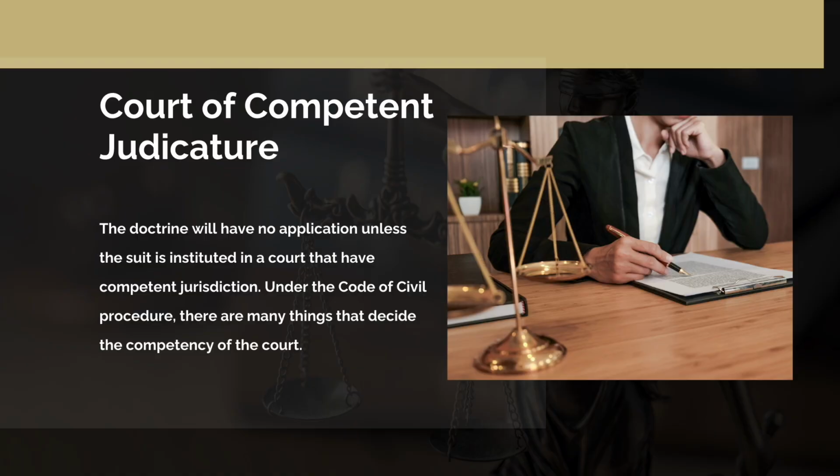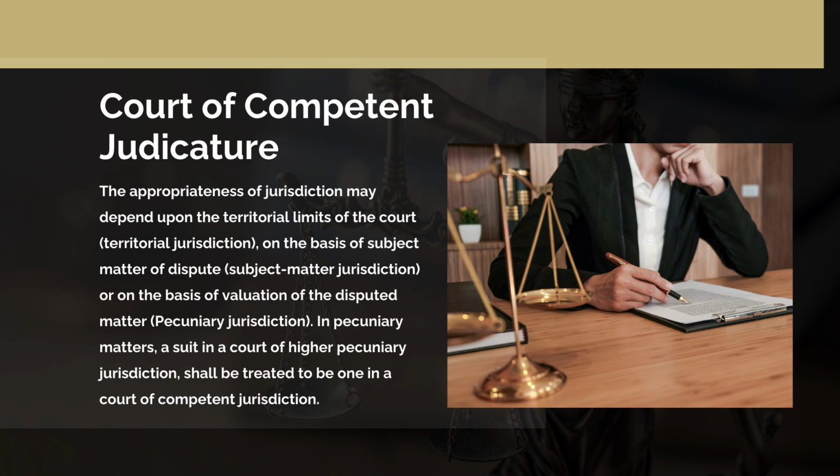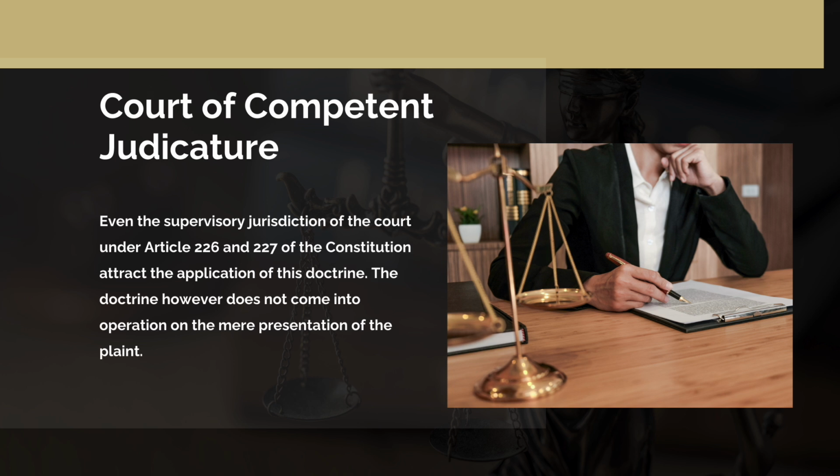Next aspect is that it must be in a court of competent judicature. The doctrine will have no application unless the suit is instituted in a court that has competent jurisdiction. Under the Code of Civil Procedure, there are many things that decide the competency of the court. The appropriateness of jurisdiction may depend upon the territorial limits of the court, what we understand as territorial jurisdiction, on the basis of subject matter of dispute, what is called subject matter jurisdiction, or on the basis of valuation of the disputed matter, that is pecuniary jurisdiction. In pecuniary matters, a suit in a court of higher pecuniary jurisdiction shall be treated to be one in a court of competent jurisdiction. Even the supervisory jurisdiction of the court under Article 226 and 227 of the Constitution attracts the application of this doctrine.